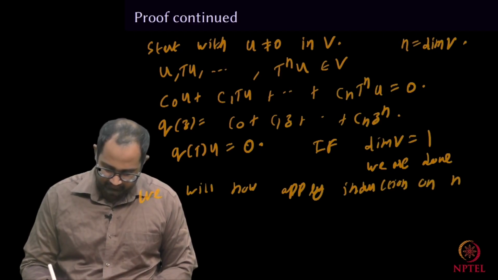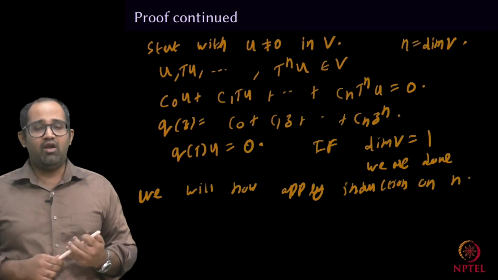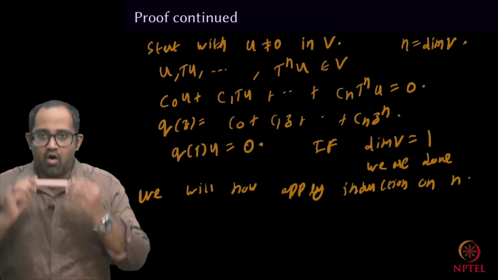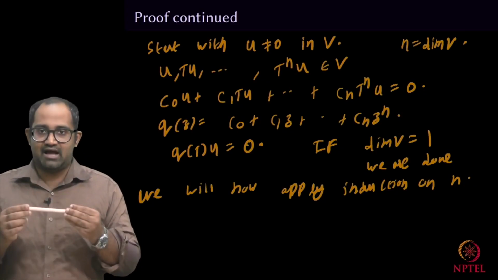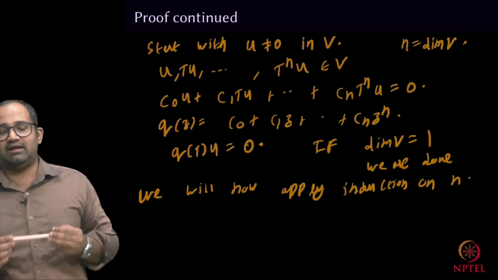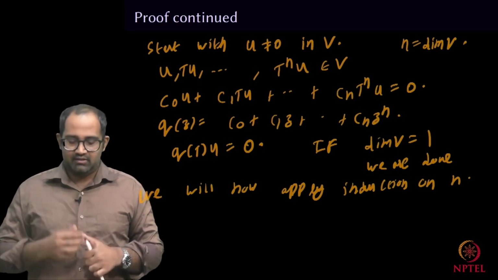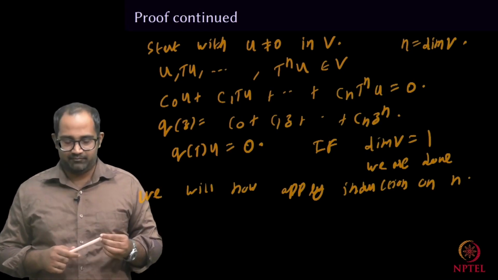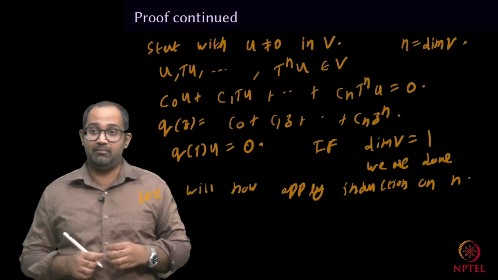Induction on n. So assume the result is true for all vector spaces and all linear operators where the underlying vector space V has dimension less than n. Then the claim is it's also true when the dimension is exactly equal to n. The base case is what we have just seen. Okay. Now how does this help us?